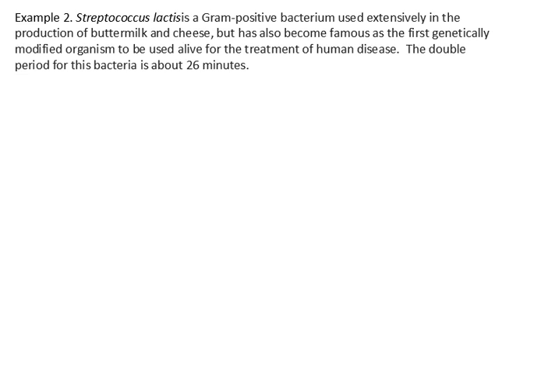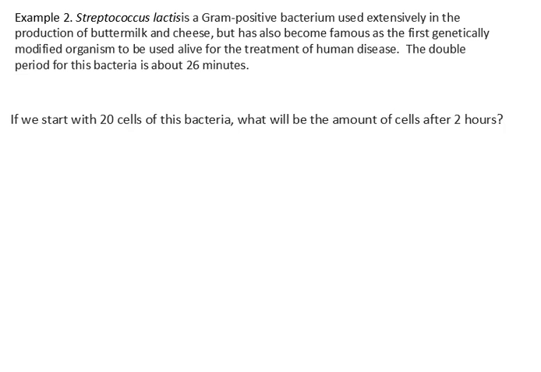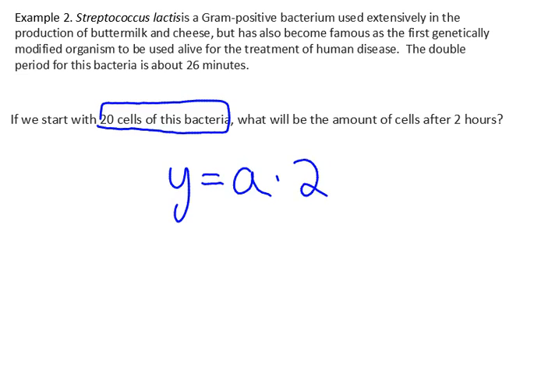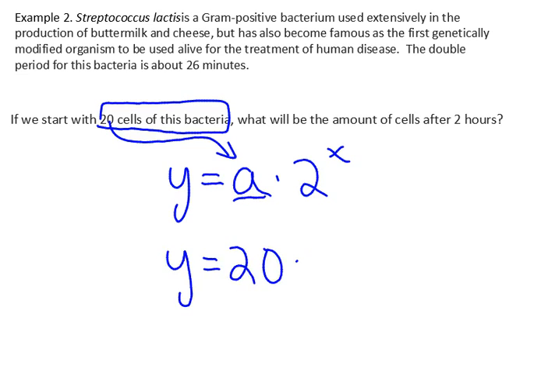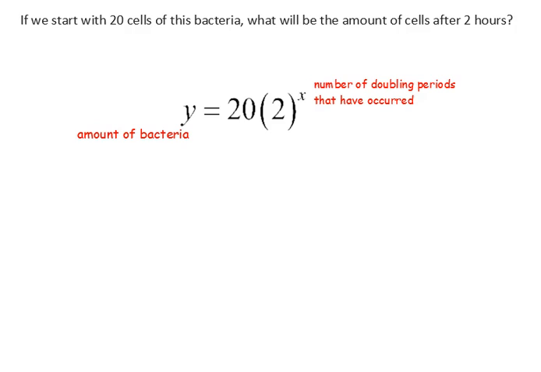All right, so what does your example say? It says if we start with 20 cells of this bacteria, so if we want to write the equation, we know it's a doubling, so we're going to have A times 2 to the x, where A is the initial amount. That's where our 20 is going to go. It's our initial amount. So 20 times 2 to the x. X is the number of doubling periods. It's not time, so we're not going to put this in here yet. And y is the amount we have.